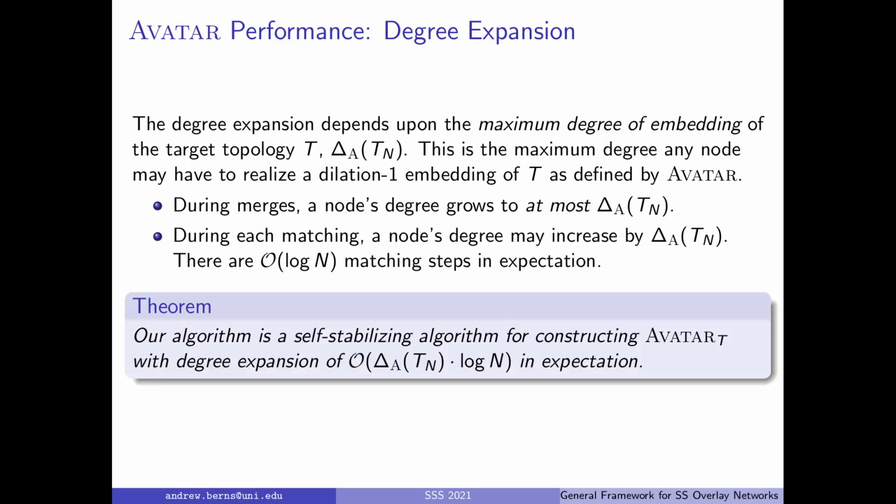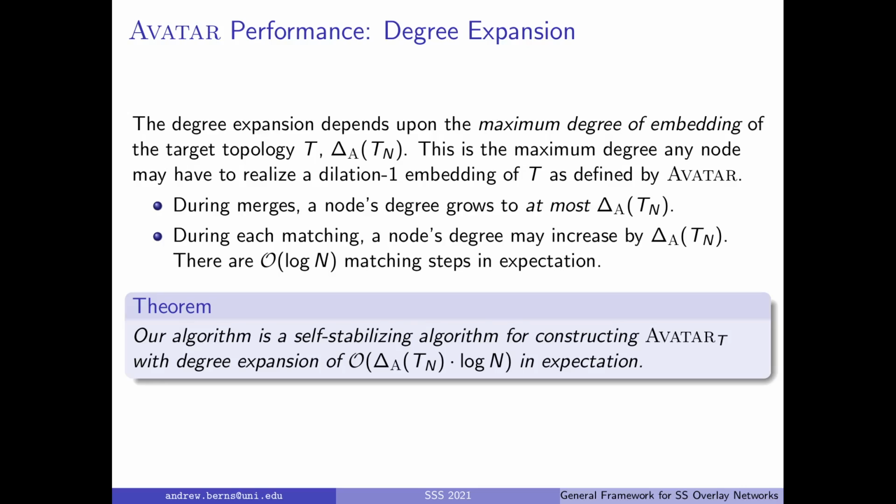It turns out that every time we do a matching step, the node's degree may increase by the maximum degree of embedding, but there are, in expectation, only log n matching steps. And so, again, if you can give me the target topology, I can then give you an algorithm that will stabilize and have a degree expansion of that maximum degree of embedding times log of n in expectation.